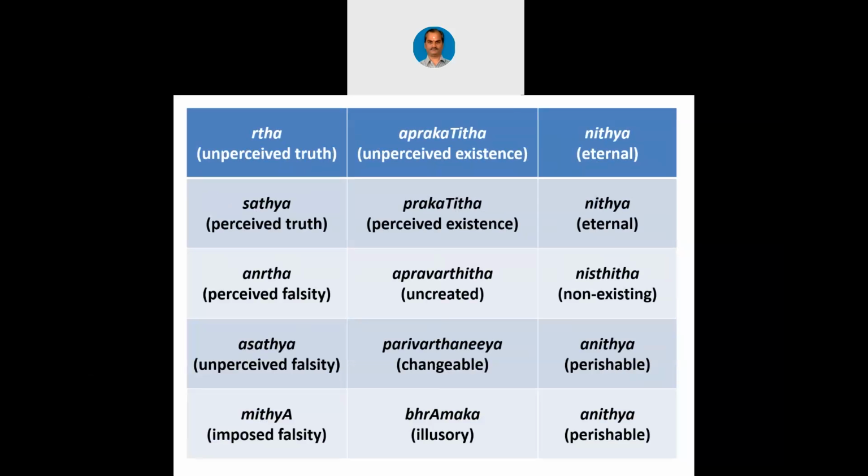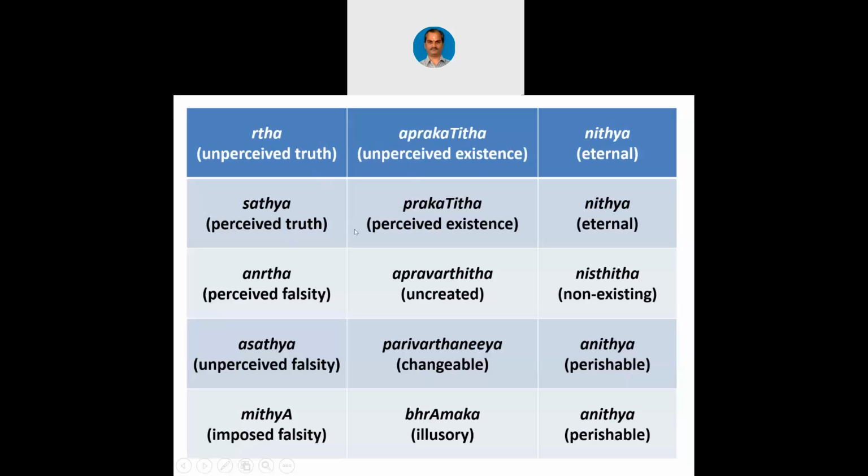The Veda keeps on telling these two words, Rita and Satya. What is Rita? What is Satya? Let us try to understand. Rita is the unperceived truth. Satya is the perceived truth. In a way, Rita is aprakatita, whereas Satya is prakatita. In the sense, Satya is the perceived existence. Rita is the unperceived existence.